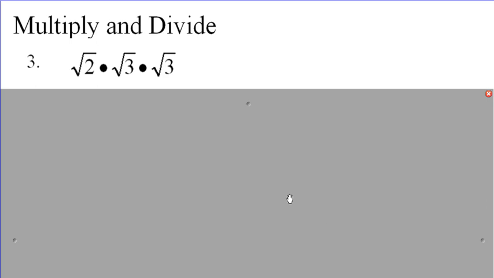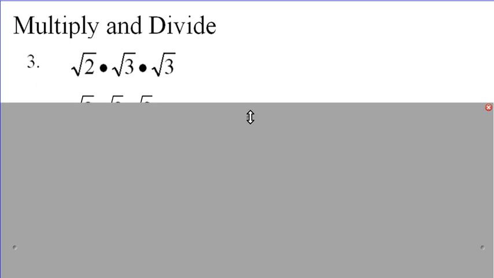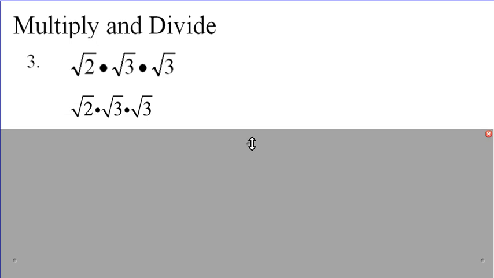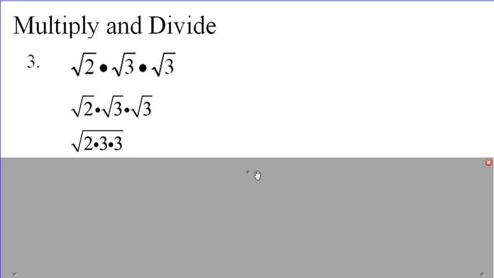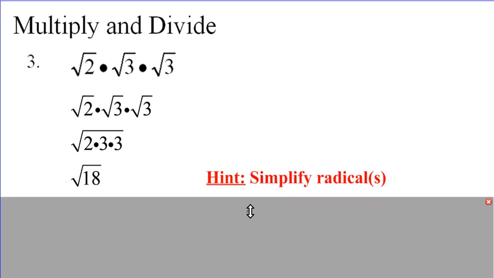Number 3, we have the square root of 2 times the square root of 3 times the square root of 3. Since each of those is underneath a radical, we can write them as 1 and find their product. 2 times 3 is 6. 6 times 3 is 18. So we're working with the square root of 18.